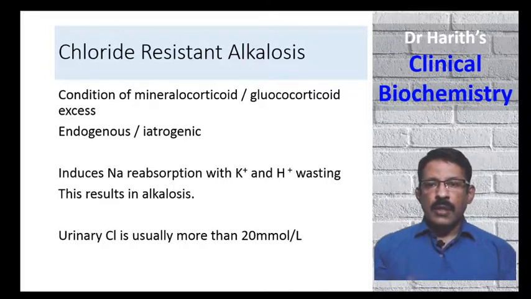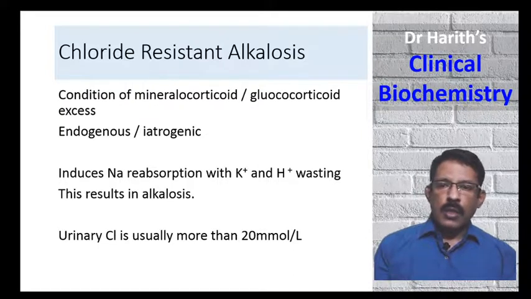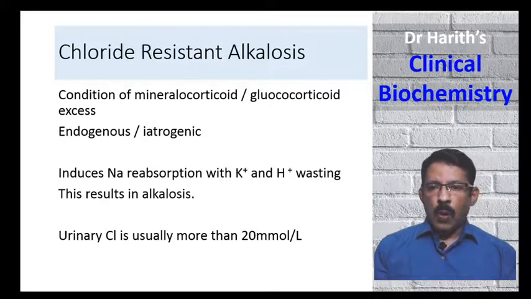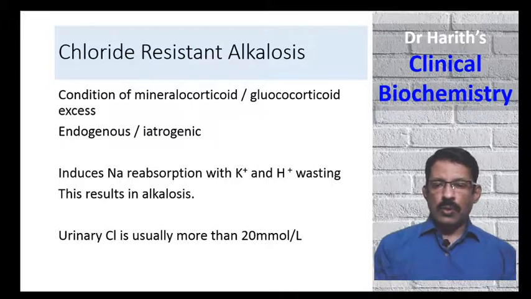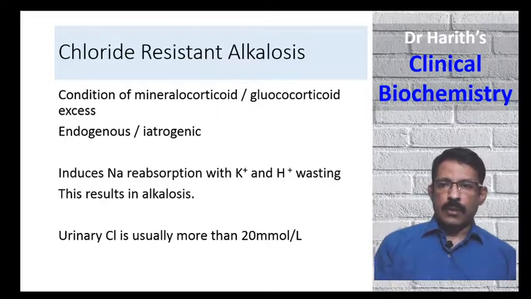Now, chloride resistant alkalosis occurs when there is mineralocorticoid or glucocorticoid excess. It could be endogenous or it could be iatrogenic. The glucocorticoids and mineralocorticoids induce the reabsorption of sodium, with potassium and hydrogen ion wasting. So you're losing potassium, you're losing hydrogen ions, so this is causing alkalosis. Since there is no depletion of volume, there is no effort to reabsorb the chlorides, so the urinary chlorides will be more than 20 millimoles per liter. This is chloride resistant alkalosis.